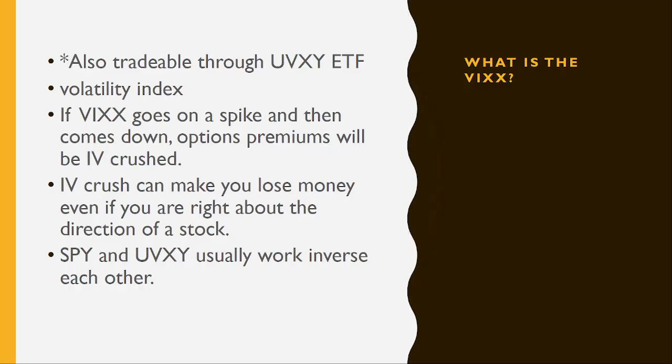And also watch the VIX, guys. What is the VIX? Also known as UVXY, you can trade options on that. It's the volatility index. So when there's an uncertainty in the market, the VIX will rocket and the SPY will go down, typically. And then when the VIX goes up and then comes crashing down, options premiums get IV crushed. So you can be right about the direction of a stock, but IV crush will still allow you to lose money.